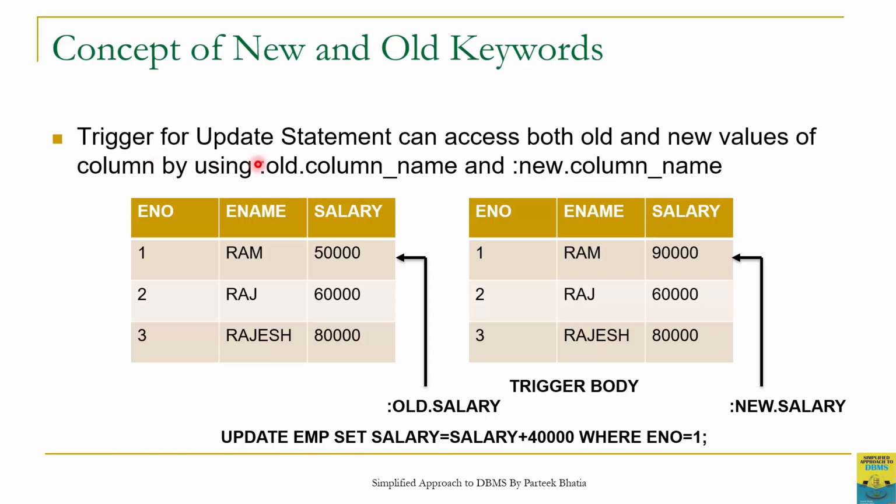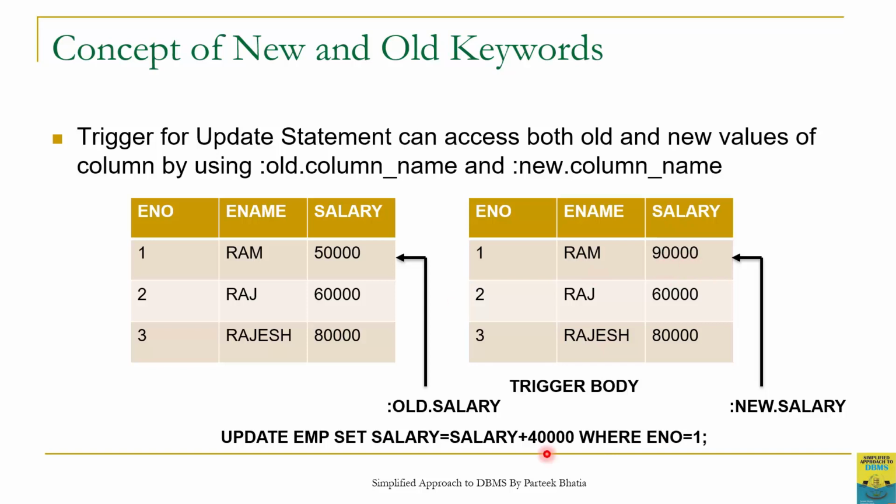And this trigger for update statement can access the old value of the column by using the syntax :old dot column name. And to access the new value of the column, we can use the syntax :new dot column name. As shown in this, in the trigger body, we can use the keyword :old dot salary to access the old value for a particular row. And in the same way we can use :new dot salary to access the new values of the salary column.